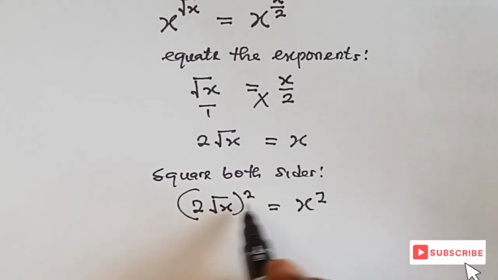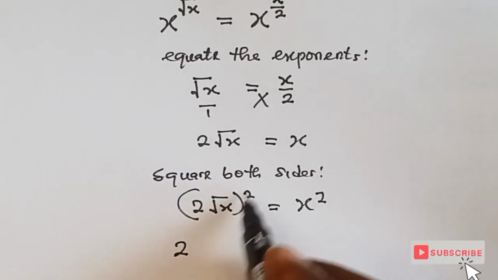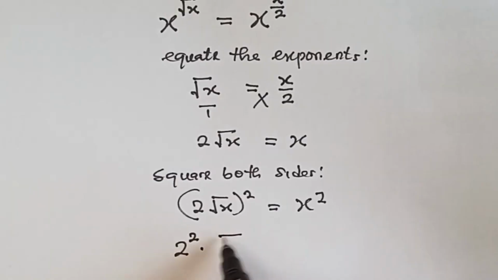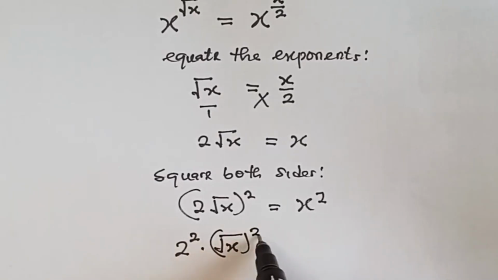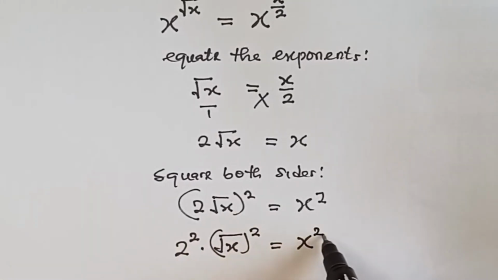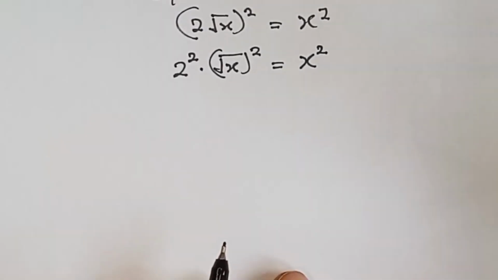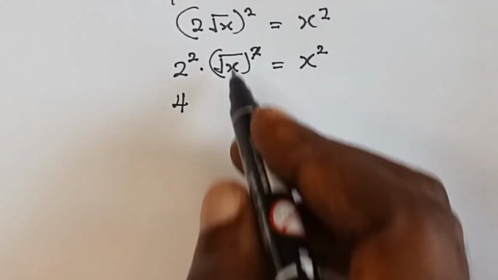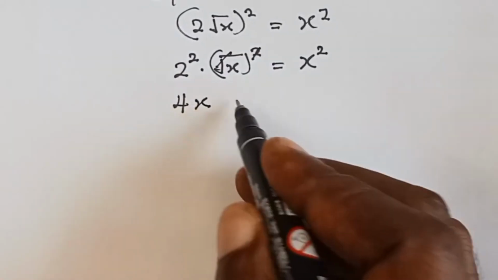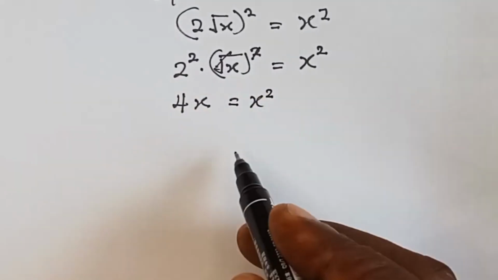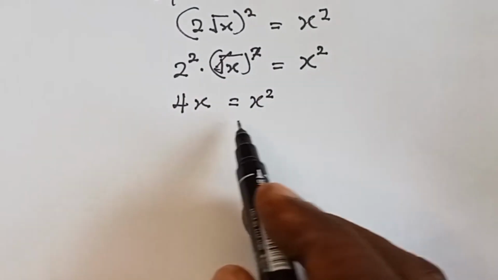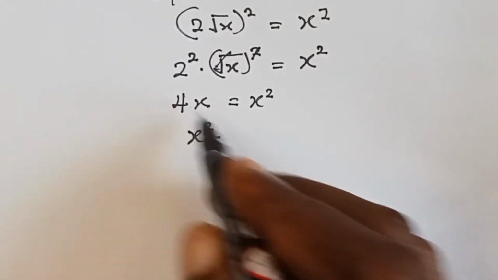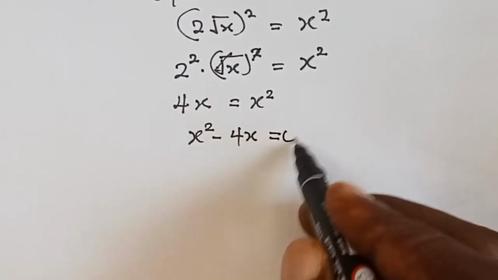So now to open this, we have 2 raised to power 2, and then we have root x raised to power 2 equals x squared. Alright, so 2 raised to power 2 is 4. We have 4, and then this square cancels the square root. We have 4x equals x squared. This is a quadratic equation, so let's rearrange. We have x squared minus 4x equals 0.